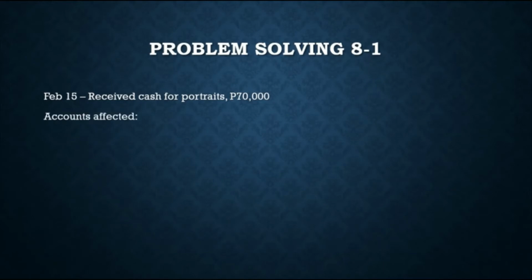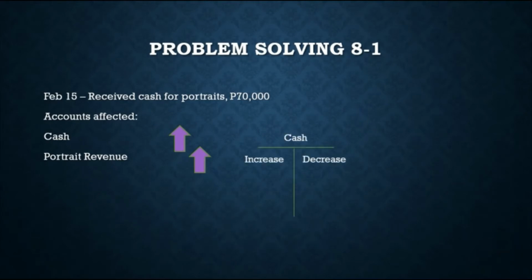So ang accounts affected dito ay cash at portrait revenue since kumita daw si Jay sa kanyang portrait studio kaya siya nakareceive ng cash. So cash will increase since nakareceive nga ng cash si business at mag-increase din ang portrait revenue since kumita ang business. So we will debit cash dahil nag-increase ang cash and since portrait revenue increased, so we will credit portrait revenue.